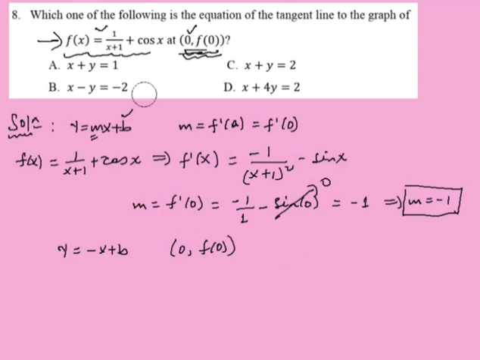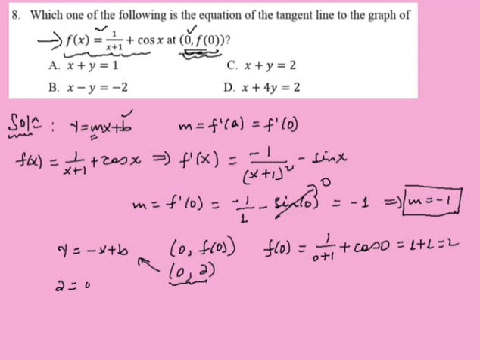F of 0 is 1 over 0 plus 1 plus cos 0, but cos 0 is 1, so this is 1 plus 1, the result is 0. So the point of tangency is (0, 2). So we substitute this point here. So 2 is equal to 0 plus b. Therefore, the b value is 2.